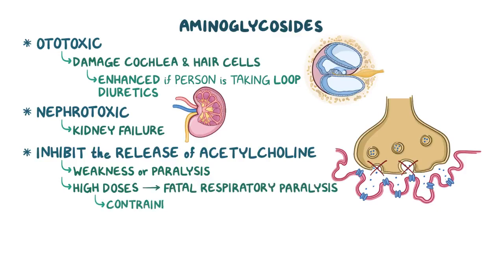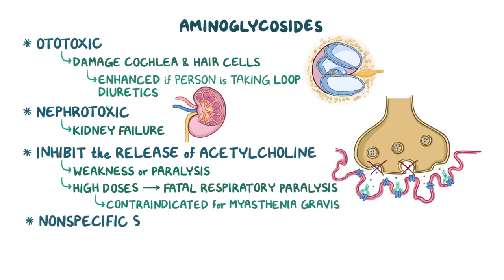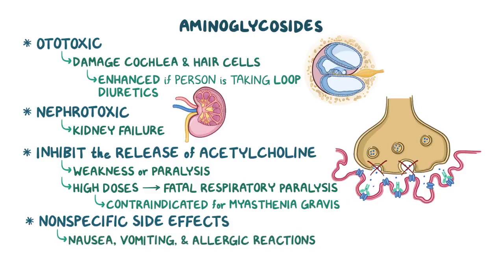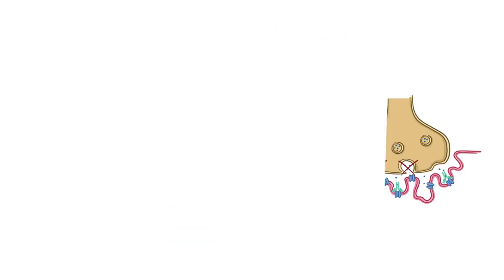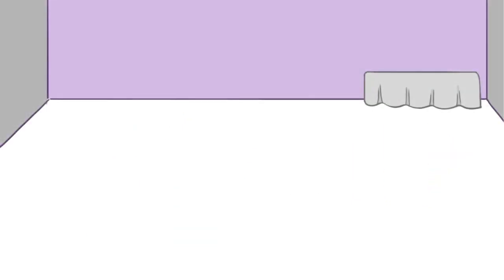This is why they're contraindicated in patients who suffer from myasthenia gravis, a neuromuscular disorder where antibodies bind to and inhibit the acetylcholine receptors on muscle cells. Other nonspecific side effects include nausea, vomiting, and allergic reactions. Alright, so let's make a mnemonic to help you memorize and retain all these facts.